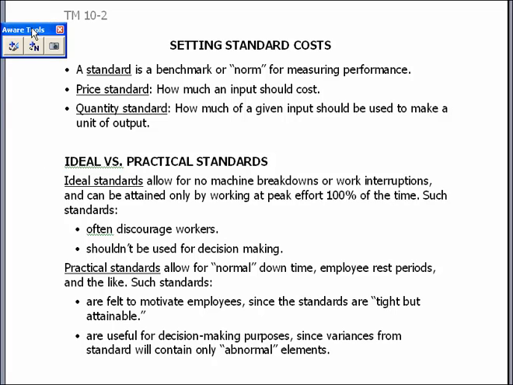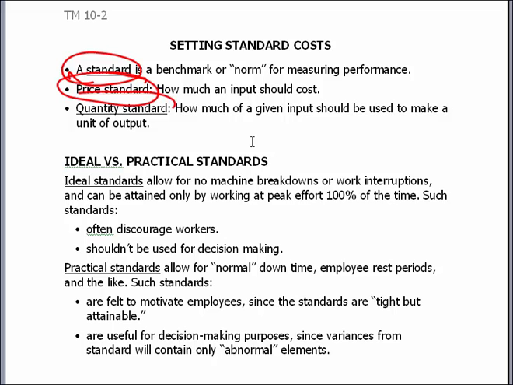Let me get rid of this little guy here, whatever he is. All right. So a standard is the amount that you should be using for the making of a product. We're going to make a jogging suit. It can break down into two subcategories. The first one is the price standard: did we pay too much or too little? And then the quantity: did we use too much or too little?